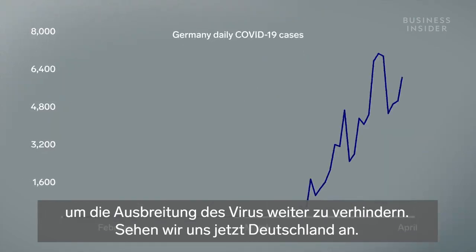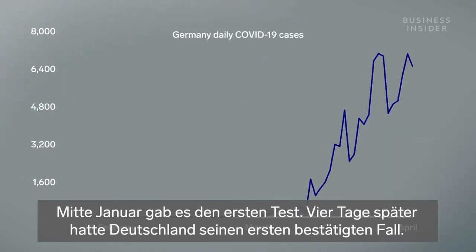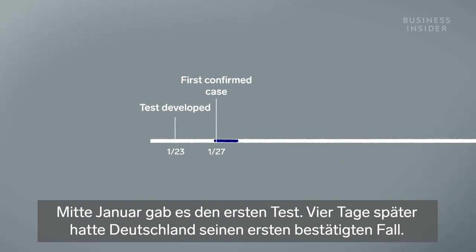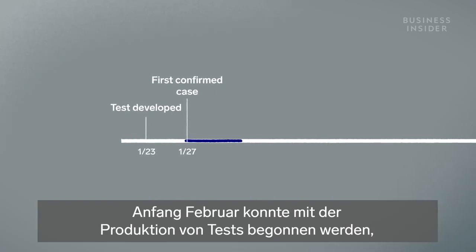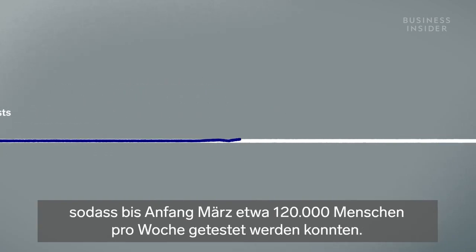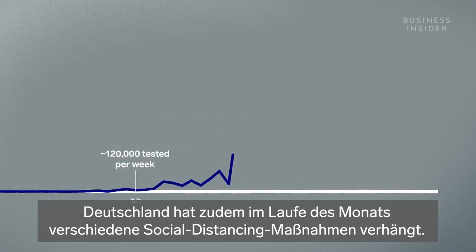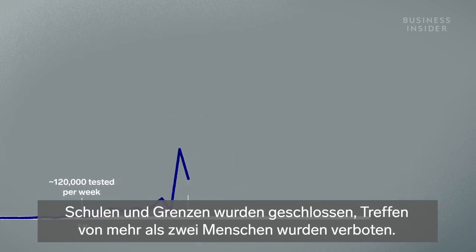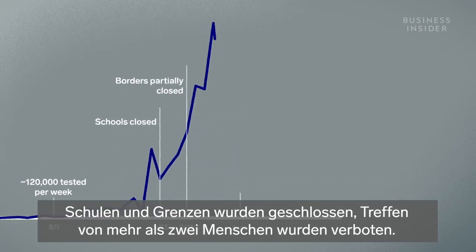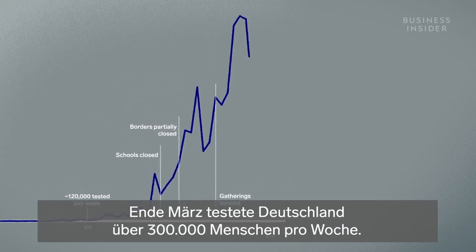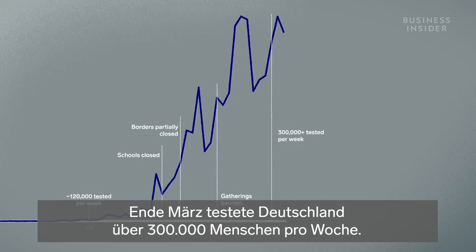Let's look at Germany next. It had a test ready by mid-January. 4 days later, Germany had its first confirmed case. It was able to start manufacturing tests by early February, allowing it to test about 120,000 people per week by early March. And it implemented several social distancing measures later that month, closing schools, borders, and banning gatherings of more than 2 people. By late March, Germany was testing over 300,000 people per week.